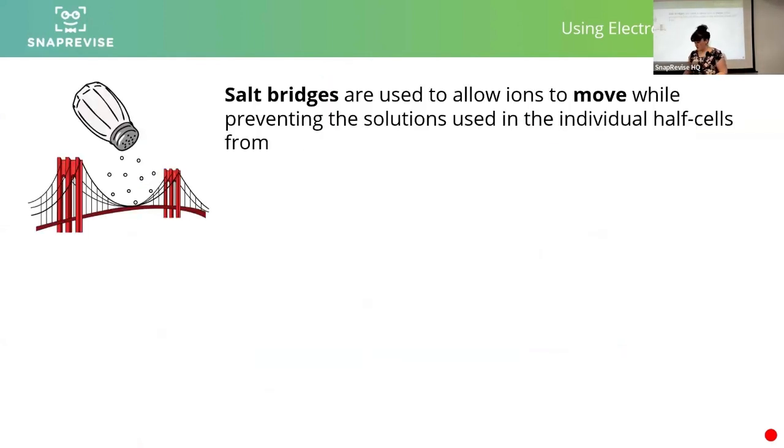Why do we have a salt bridge? What's the point of a salt bridge? Salt bridges are used to allow ions to move around the circuit, but preventing the solutions in the individual half cells from mixing. Preventing them from mixing.